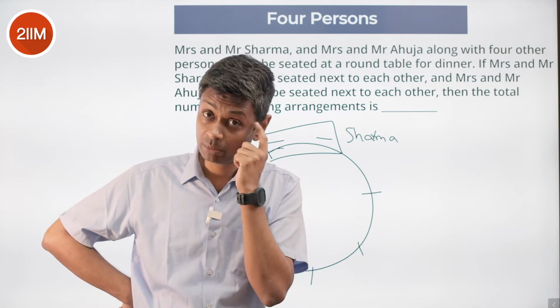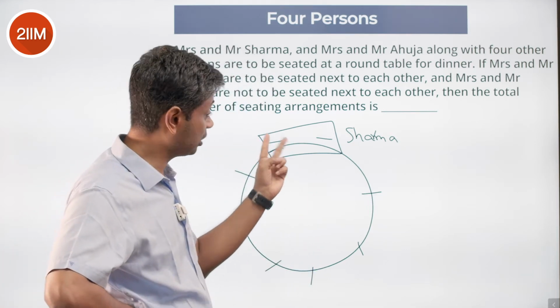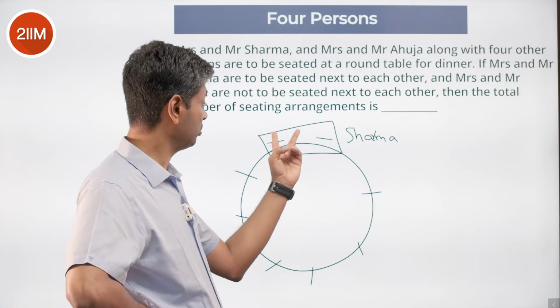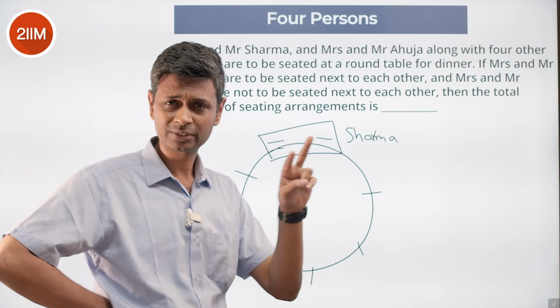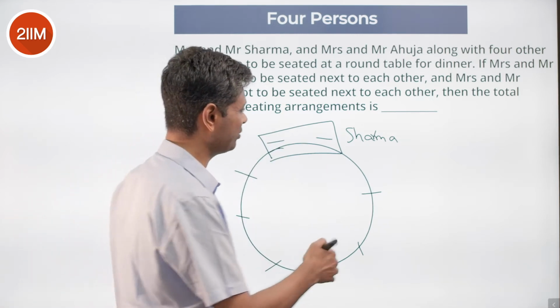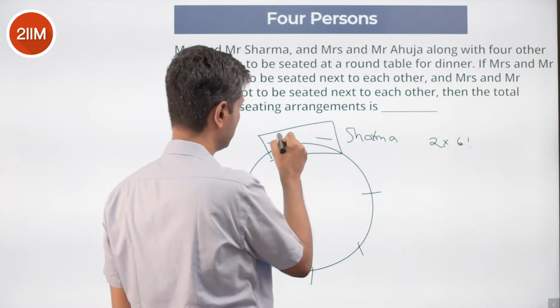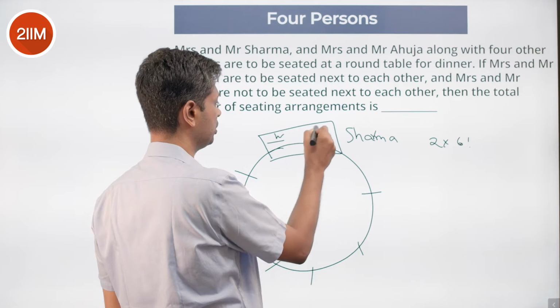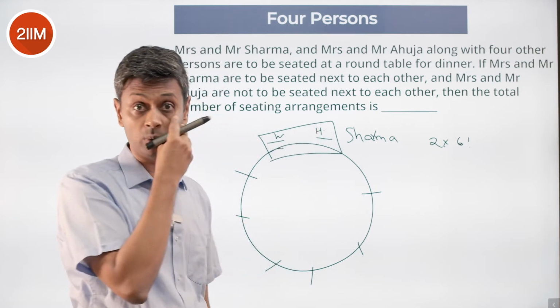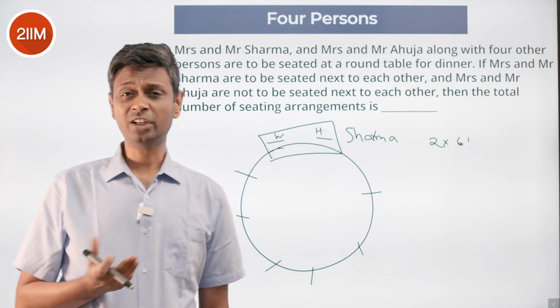Keep one thing in mind: Mrs. and Mr. Sharma are together. They could be Mrs. and Mr., or Mr. and Mrs. Both ways. So my answer would be 2 into 6 factorial. I could have wife and husband, or husband and wife, both will work. But this is not enough. This is not my answer.